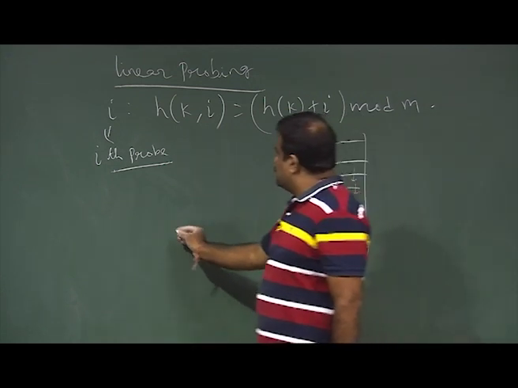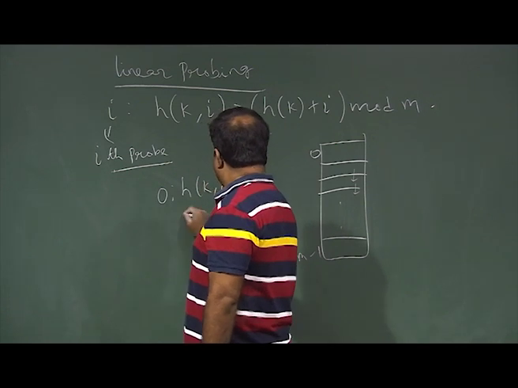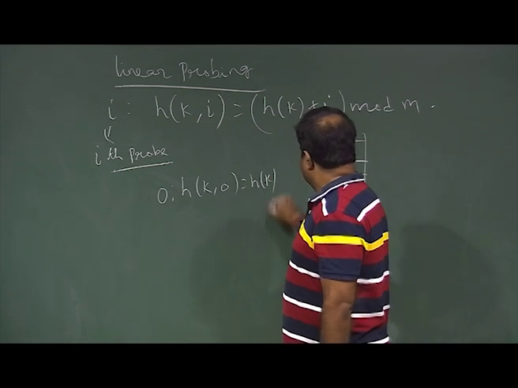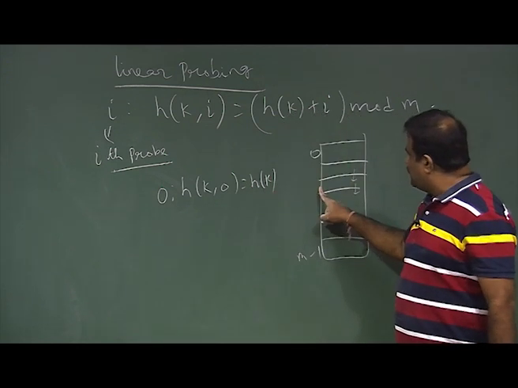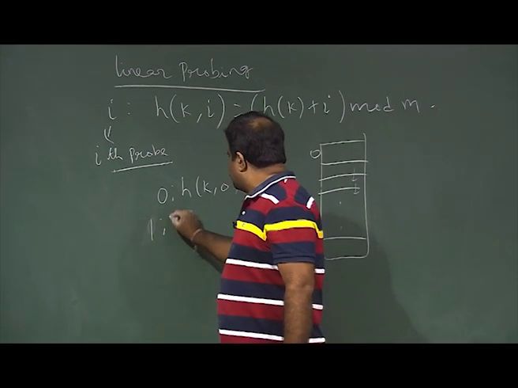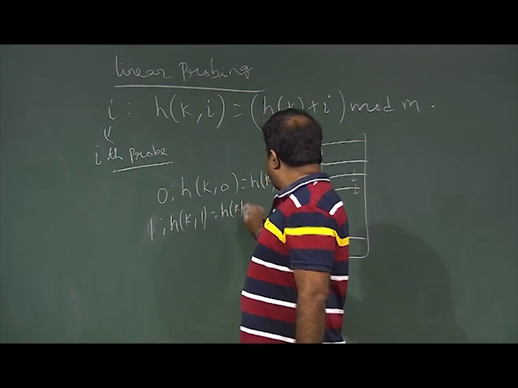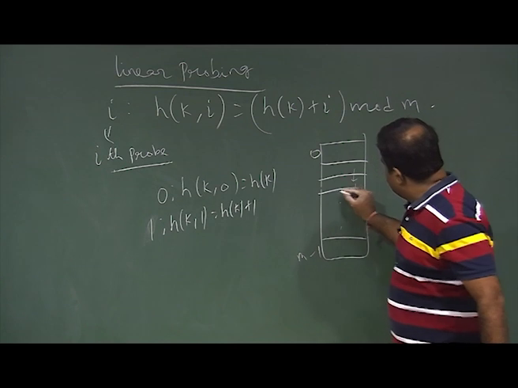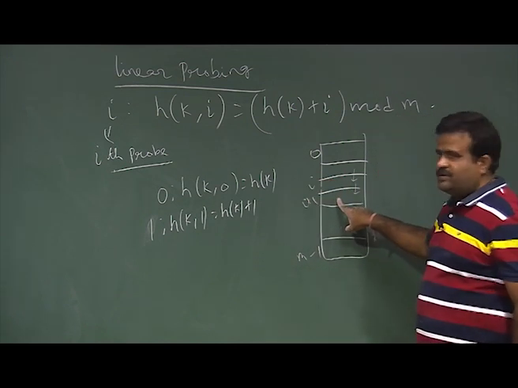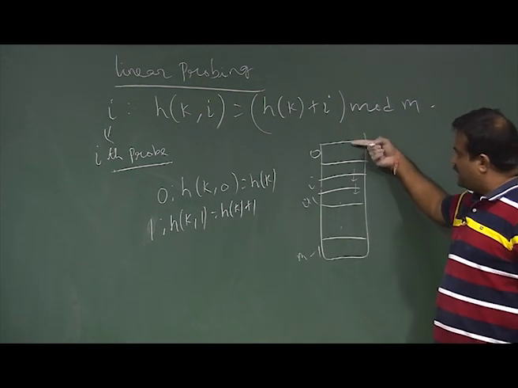So, the 0th probe is basically h of k. We go there, and if it is not available, then we go for the first probe, which is h of k plus 1. Suppose it is hitting the ith slot, then we check whether the i plus 1 slot is empty or not. We have to take a mod because it may reach the end, and then we have to come back here.